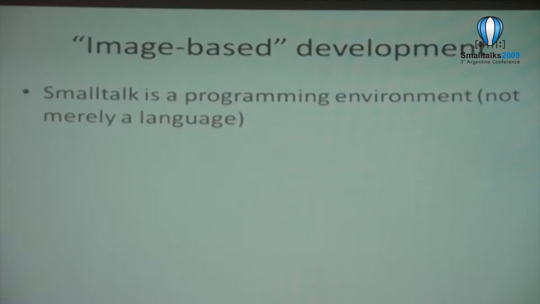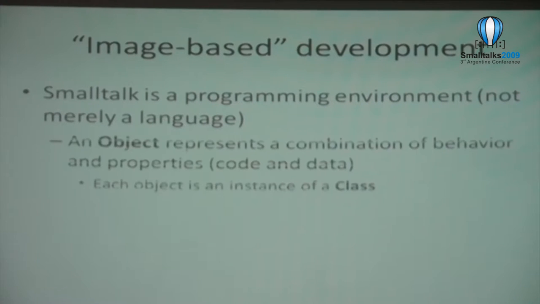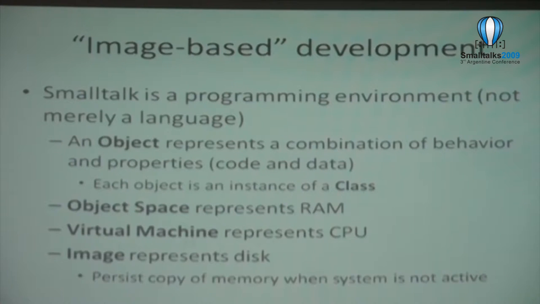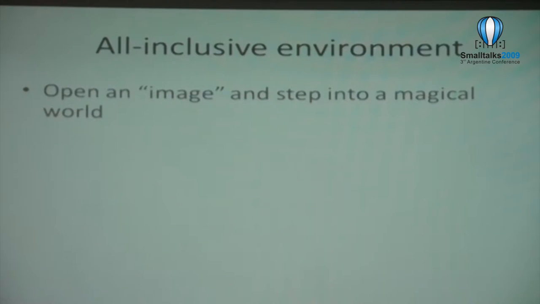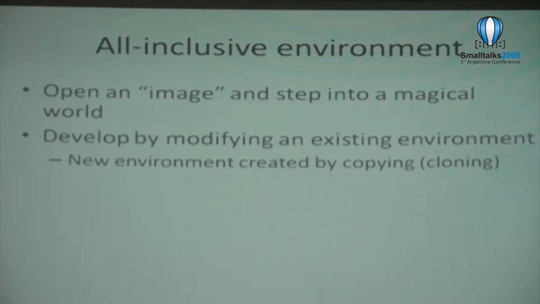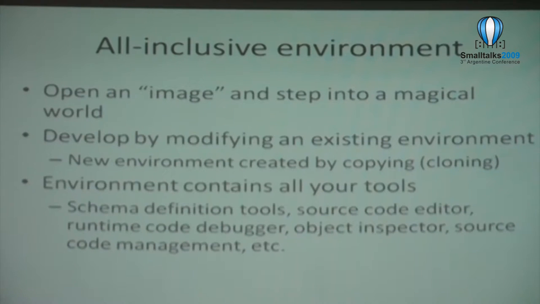So with Smalltalk and the image-based development, the object represents the combination of behavior and properties, code and data. The object space, we sometimes say the image, but I'd prefer to use the image as a description for the disk, where things are saved when it's not in use. The object space is where we interact with the objects in RAM. It's an all-inclusive environment, where you modify an existing system and the environment contains your tools.